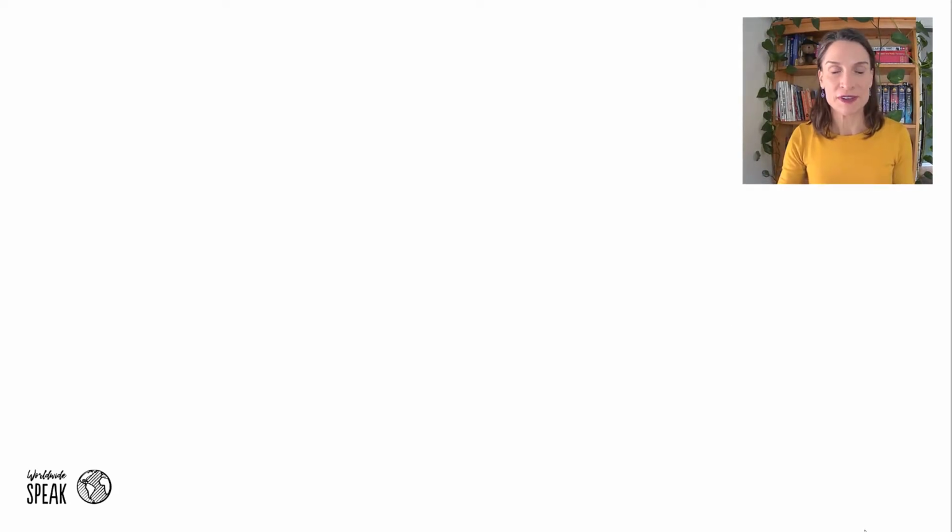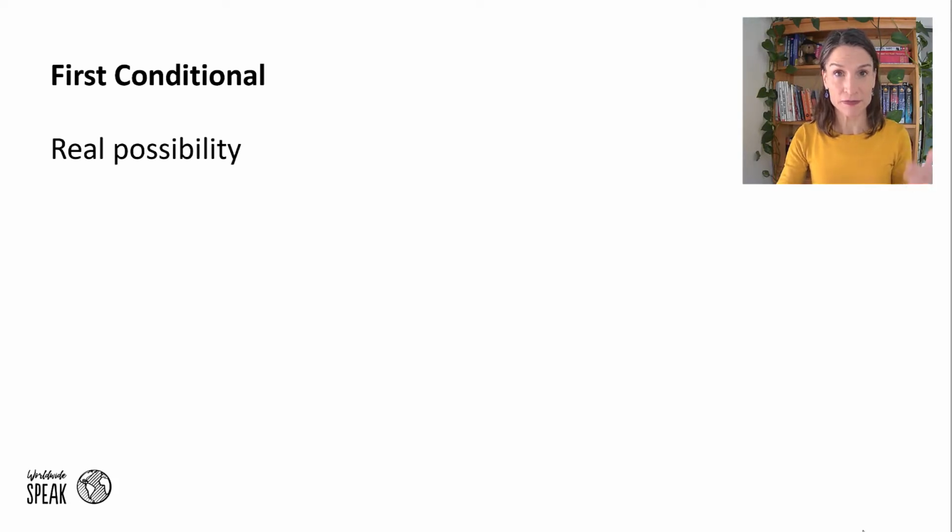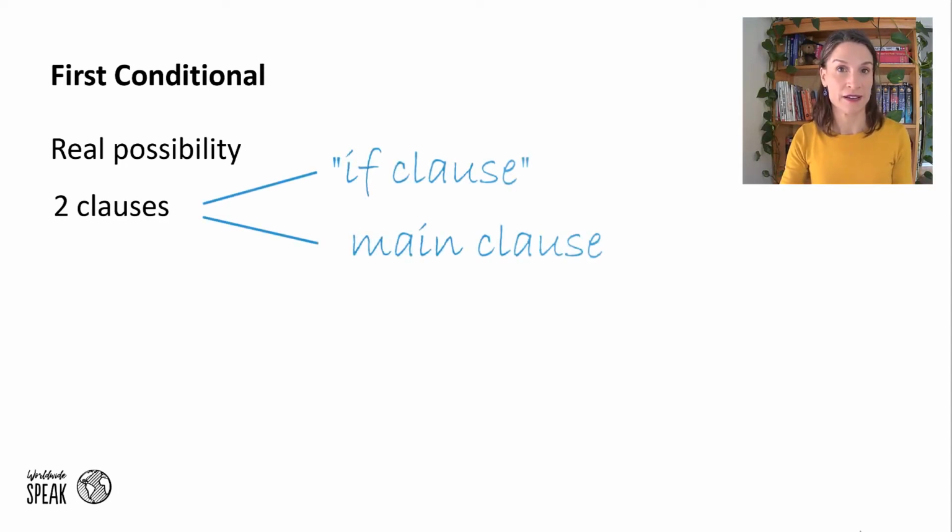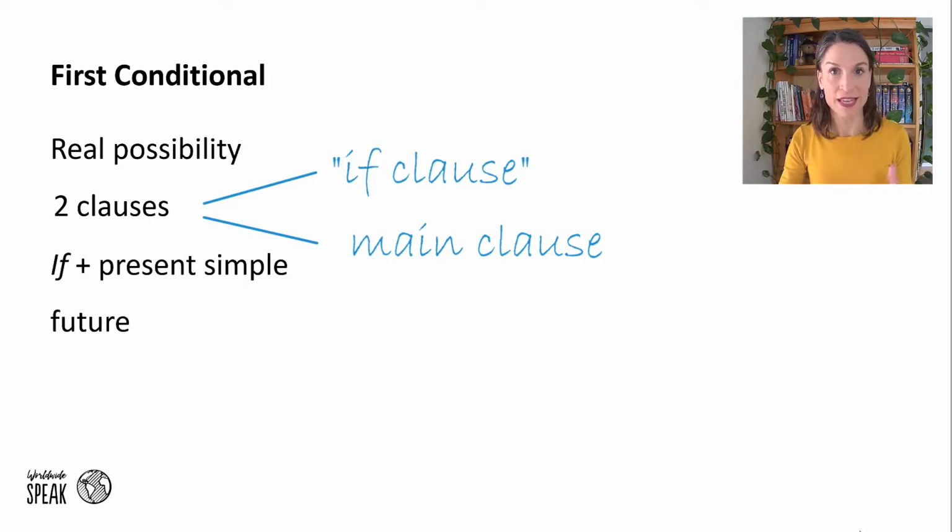So just to review what we talked about with first conditional, here are the most important things to remember. First conditional talks about a real possibility, something that can or will really happen in the future based on a condition. We always have two clauses. You're going to have the if clause and the main clause. In the if clause, you need to use present simple. And in the main clause, you're going to use future. And don't forget, you can change the order. You can start with if, or you can put if at the end of your sentence. So there you have it.